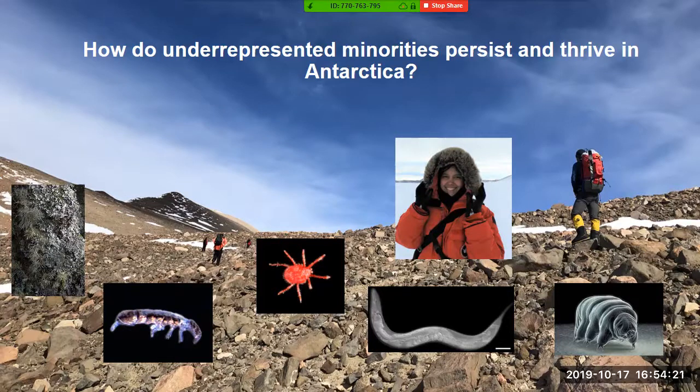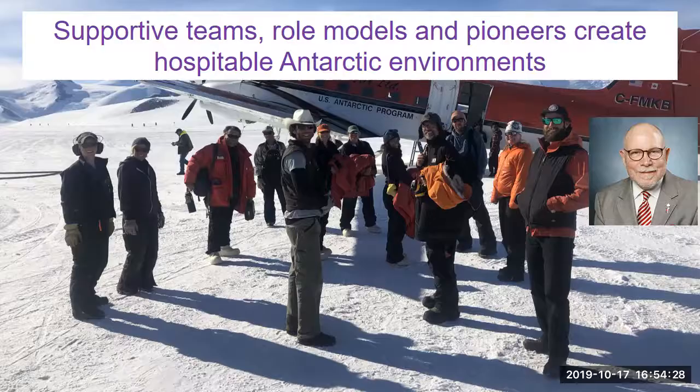So thinking about how these underrepresented minorities survive and thrive and persist in Antarctica, the answer to that question, in my opinion, is pretty simple. You need supportive teams. So this is the last image of us leaving Shackleton Glacier, and we are leaving on a Basler, which is pretty great.